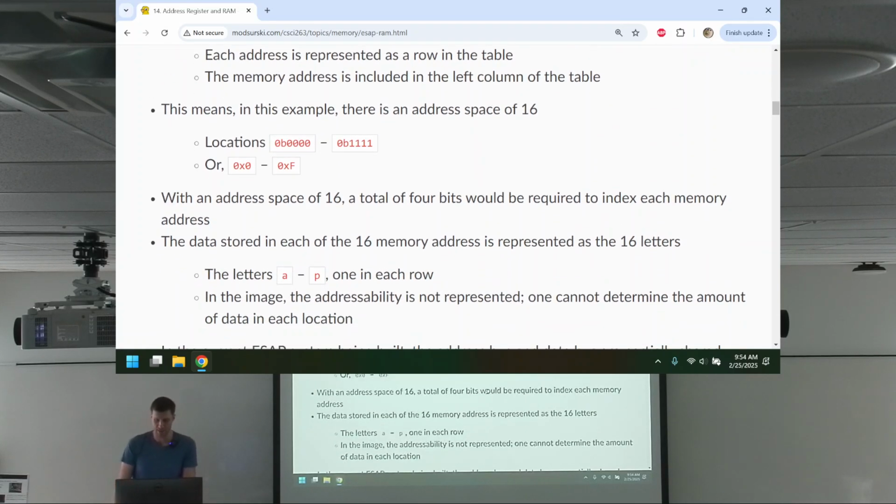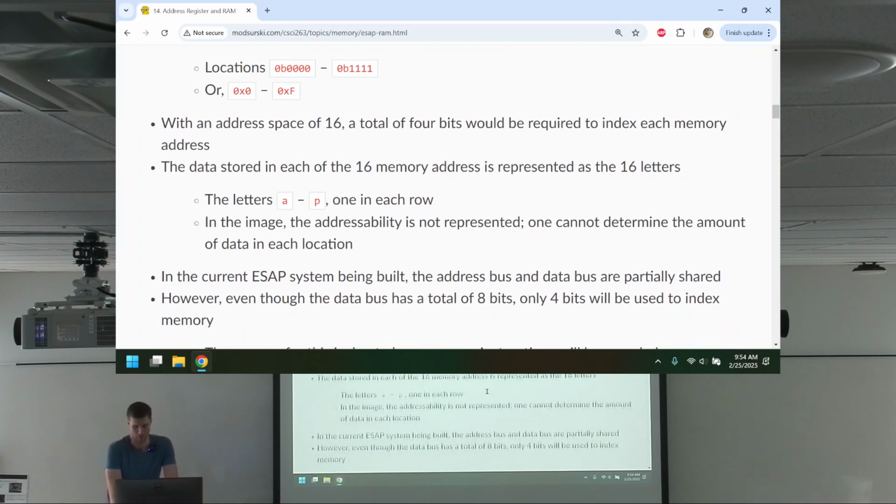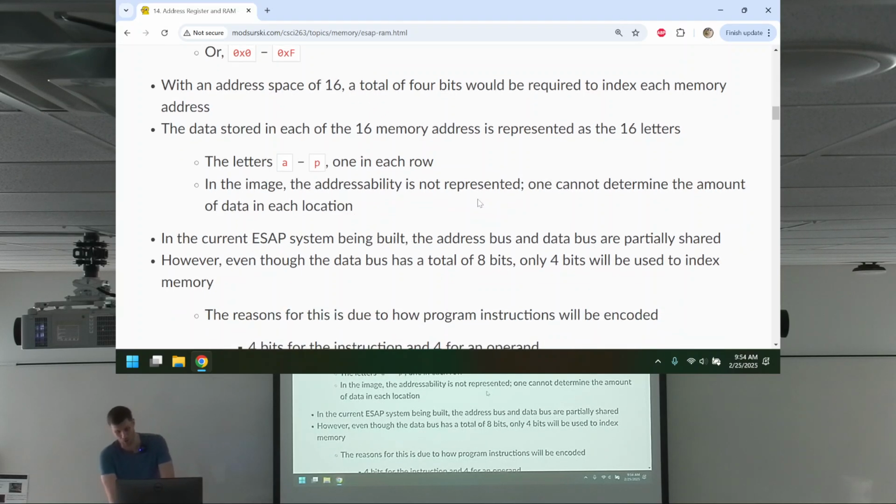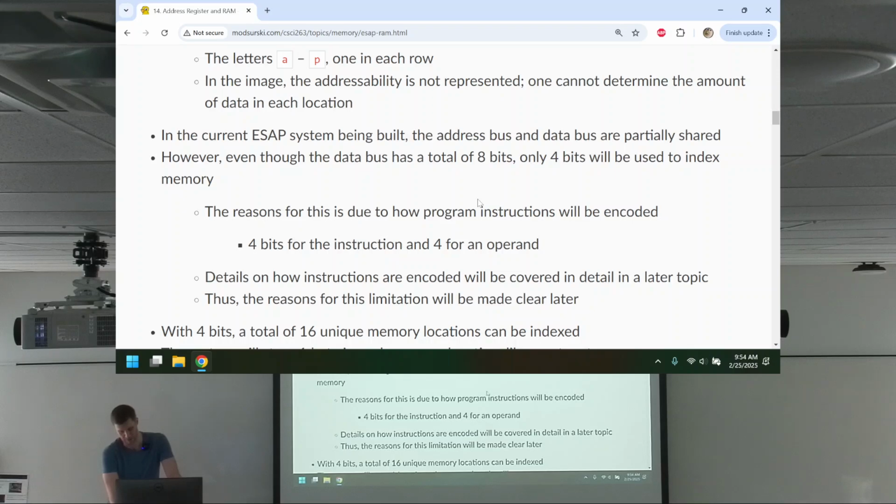So this means, in this example, there is an address space of 16, locations 0000 through 1111. If you like binary, or if you like hex, we would say 0 through F. Cool? All right, with an address space of 16, a total of 4 bits would be required to index each individual thing. The data stored in each of the 16 addresses were 16 letters, like I just said. Okay, we've covered this.